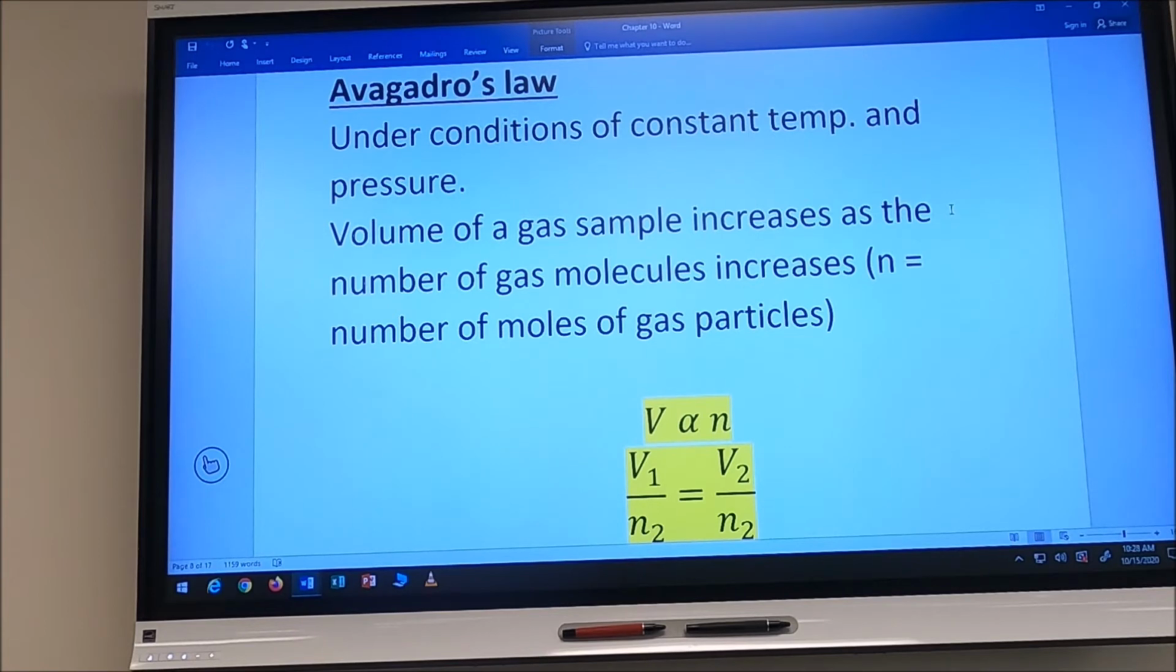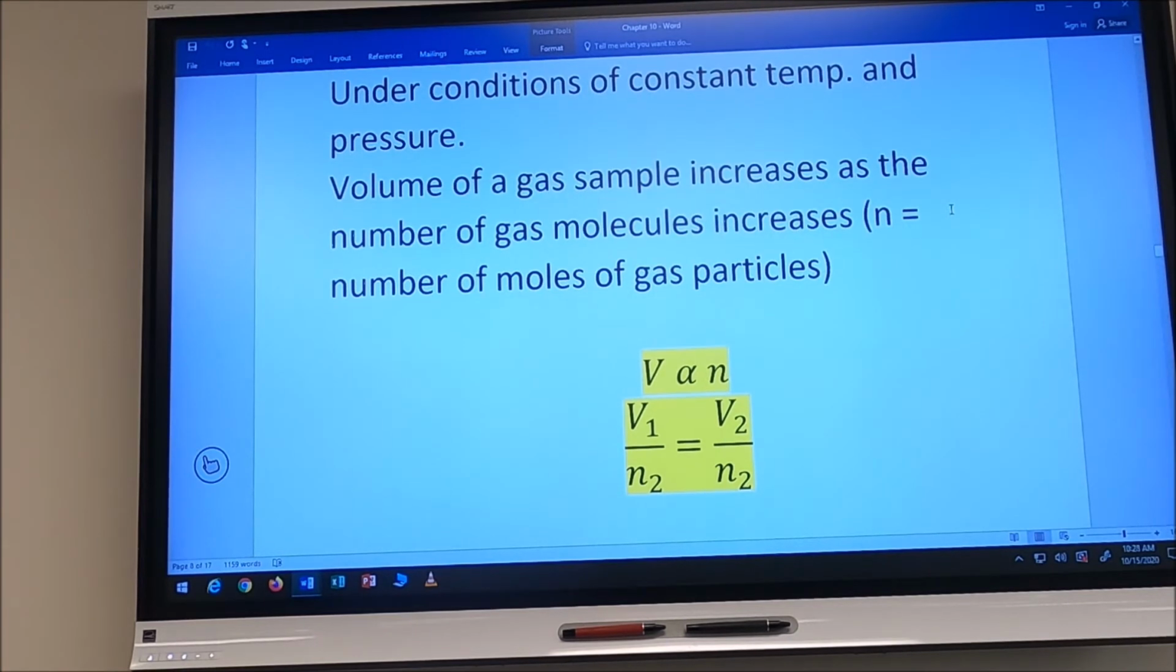You put one puff of air into a balloon, and then two puffs of air into a balloon, three puffs of air in the balloon. The balloon gets bigger. The volume increases. So this is a direct relationship. At a given temperature, if you increase the number of gas particles in a chamber, at a constant pressure, so let's say in a piston, the volume's going to increase.